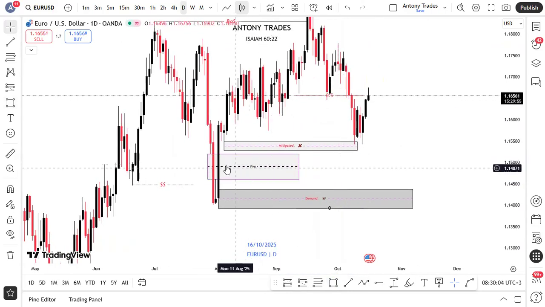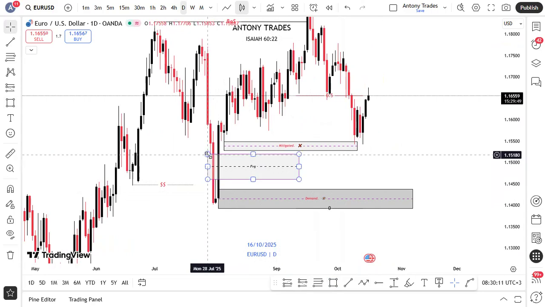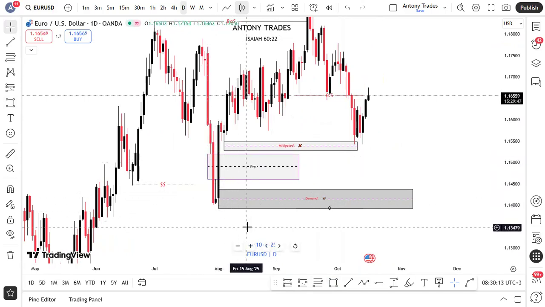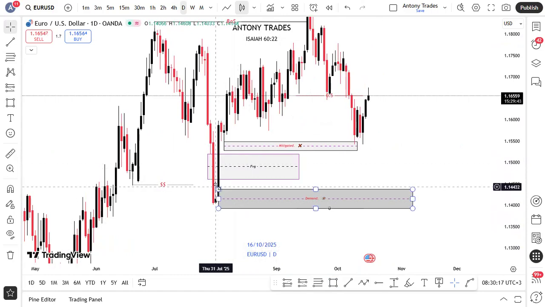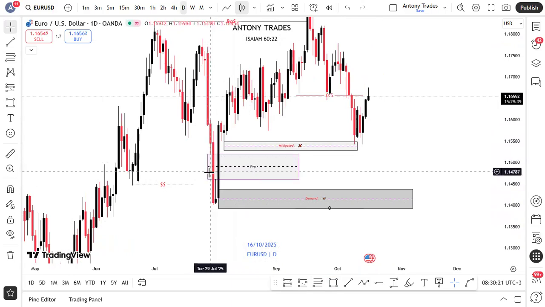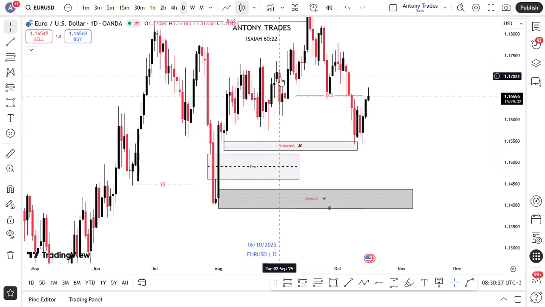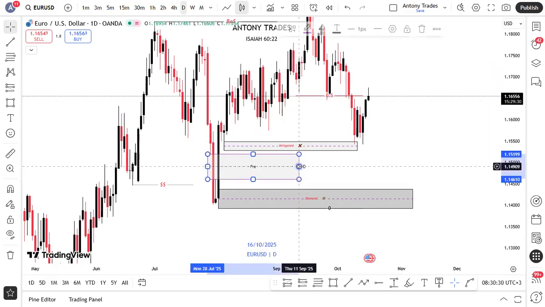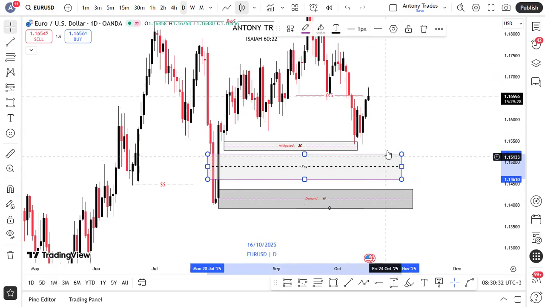This fair value gap was left here. So ideally, we were expecting that when the market pulled back, it would react from this pull, fill this fair value gap, and then continue pushing to the downside. But unfortunately, the market pierced through this fair value gap. So now that makes this fair value gap an inverse fair value gap. So we are expecting the market to come back to this fair value gap, then react from it.